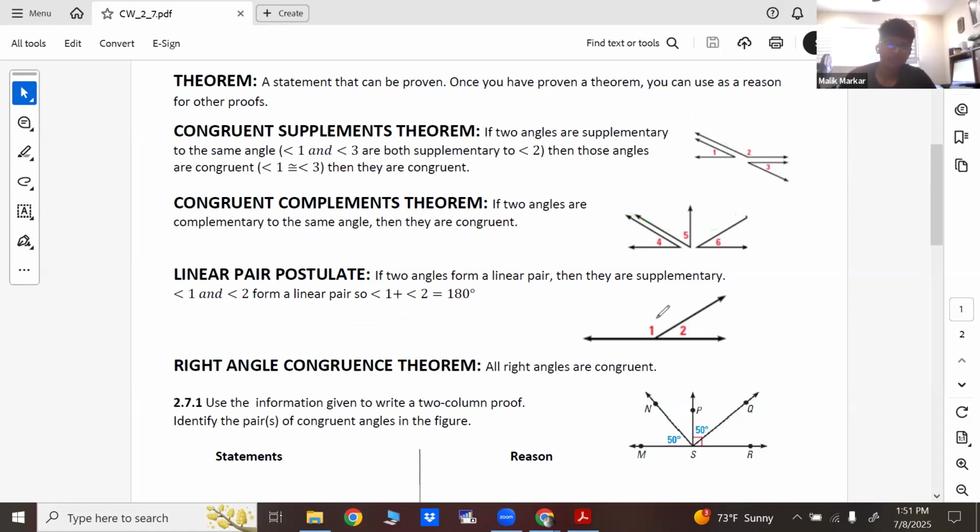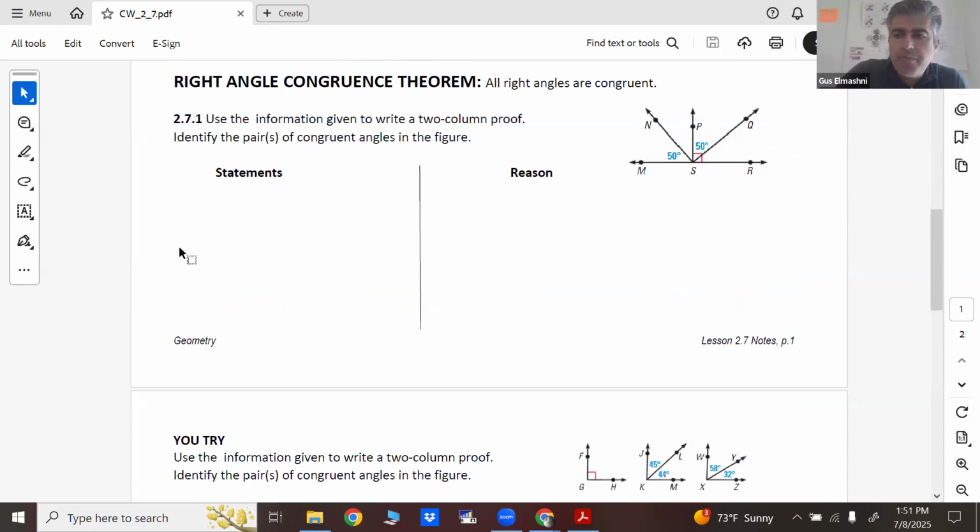Angle 1 and 2 have to add to 180 if they form a linear pair, meaning they form a line. If two angles are both right angles, they're both going to be the same because they're both 90 degrees. So let's look at a proof here.